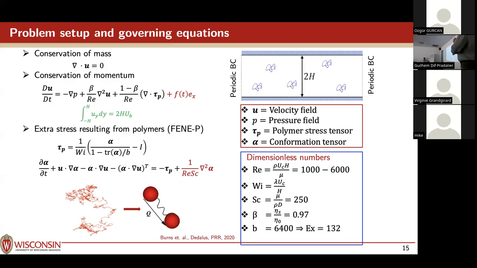So just to be specific, I talked about this bead spring model of a polymer molecule in solution. We're going to use the so-called FENE-P model, where the spring has finite extensibility, which is just a reflection of the fact that the polymer molecule can't stretch forever. It's got a contour length, and it can't stretch beyond that.